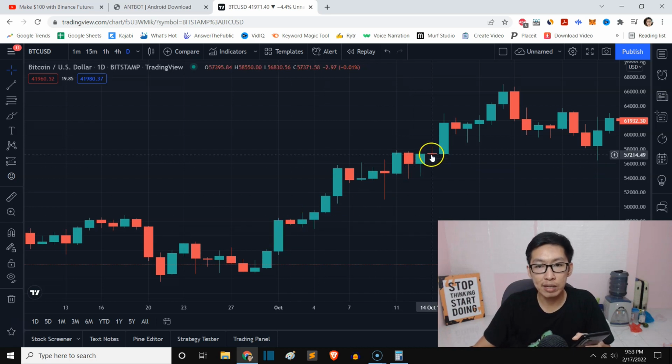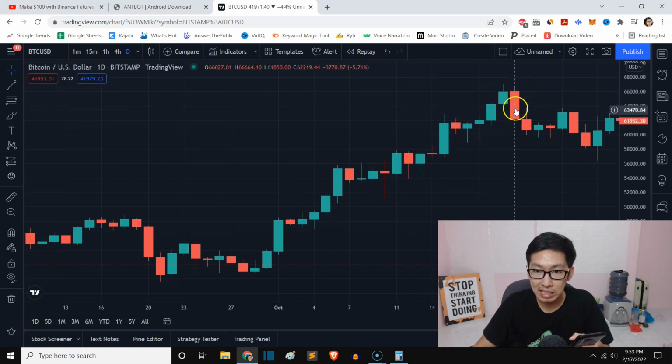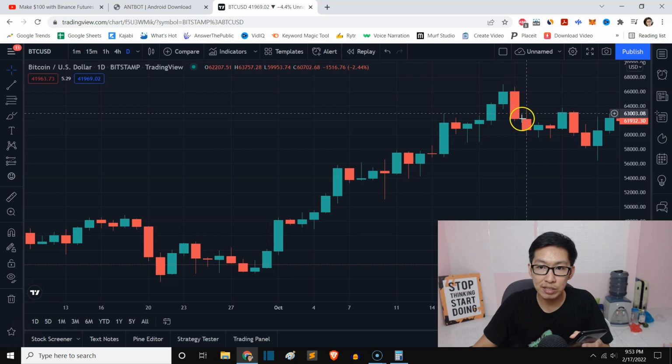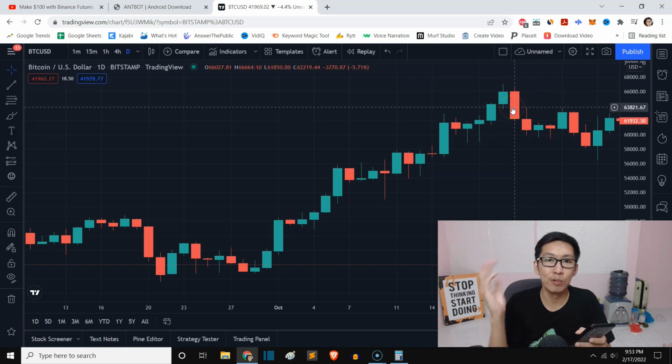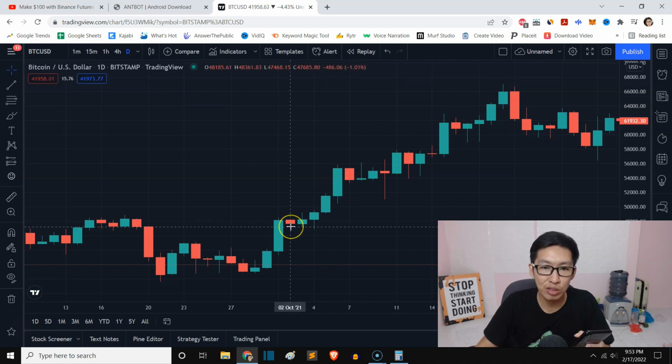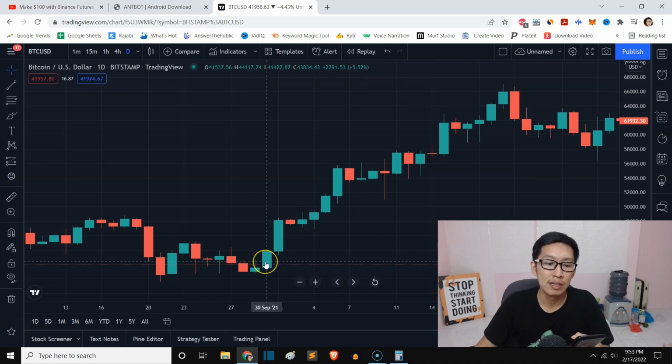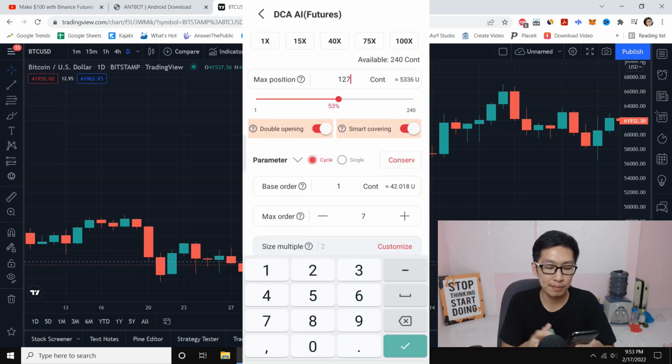Okay, it will wait, guys. It will wait until it sees this. Okay, there is some reversal, then the bot will open position for you and preserve your funds. So your funds are not depleted too quickly because you have the smart covering turned on. Okay, that's the meaning of it.